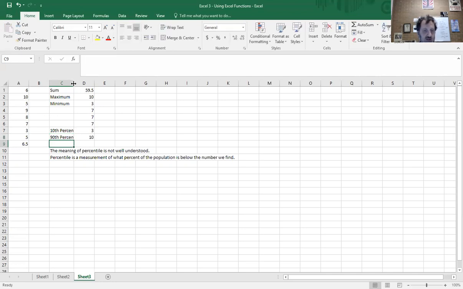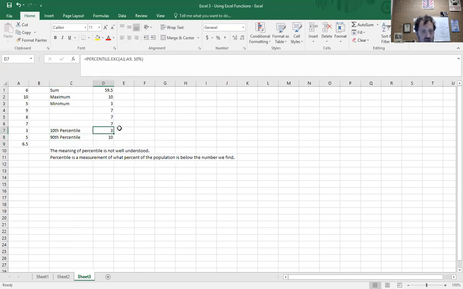Make this a little bigger. Okay, so the meaning of this would be 10% of the scores are below 3. And this one means 90% of the scores are below 10. Okay? It's a little less meaningful when I only have, I don't know, what is this, 9 scores, 8 scores.